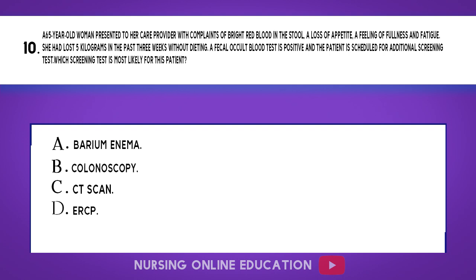10. A 65-year-old woman presented to her care provider with complaints of bright red blood in the stool, a loss of appetite, a feeling of fullness and fatigue. She had lost 5 kilograms in the past 3 weeks without dieting. A fecal occult blood test is positive and the patient is scheduled for an additional screening test. Which screening test is most likely for this patient? A. Barium enema, B. Colonoscopy, C. CT scan, D. ERCP. The answer is option B.